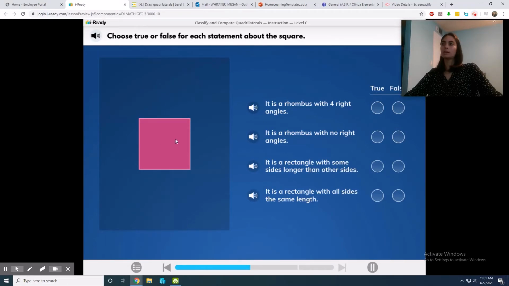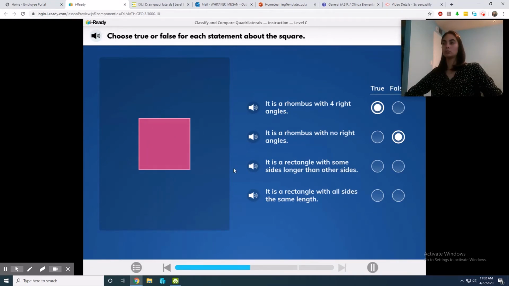So here's a square, and it's asking us to pick true or false. So it's a rhombus with 4 right angles. So remember, a rhombus has 4 sides that are the same, but they don't have right angles. So this is a rhombus, and it has 4 angles. Okay. It's a rhombus with no right angles. So I see 4 right angles here. So no. It's a rectangle with some sides longer than the other sides.